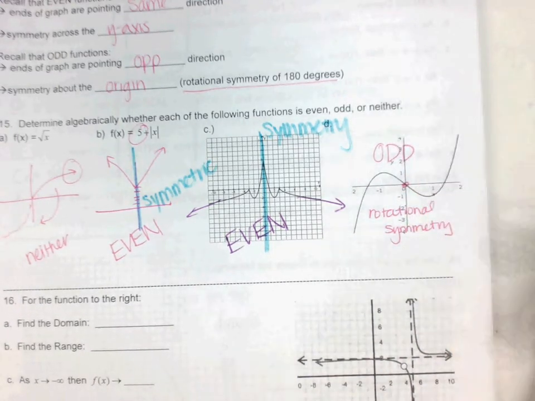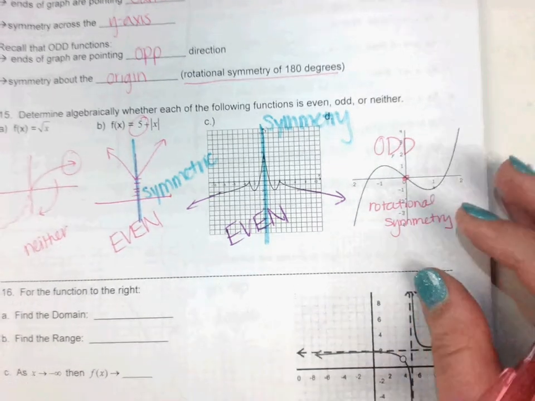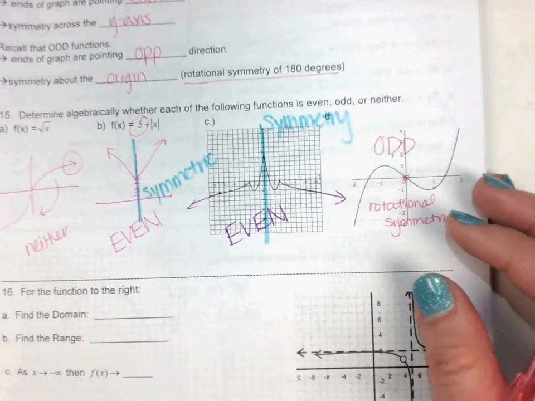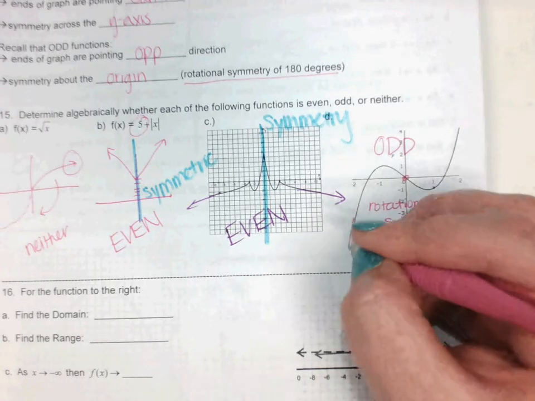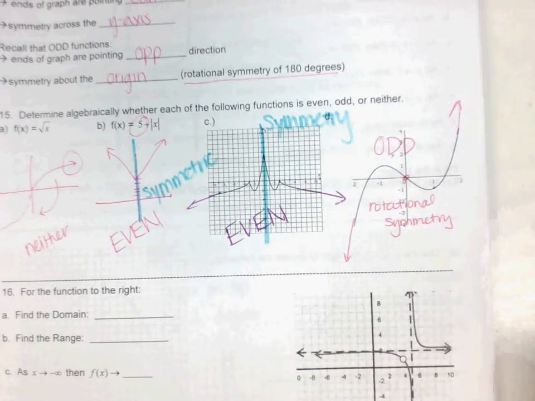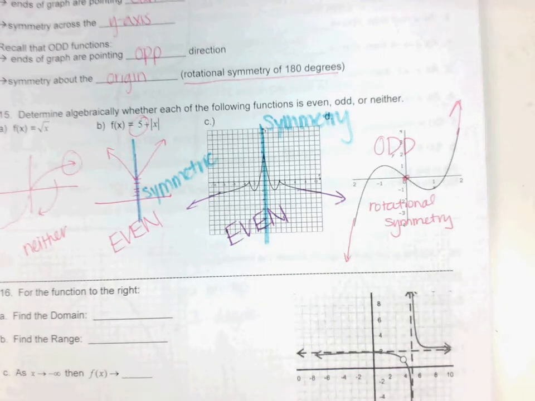Odd. Okay, the other thing that I can look at are the ends of the graph. Are they going the same way or opposite ways? That side's down, that side's up. They're going opposite directions. That also tells me it's odd. Okay? Last question.